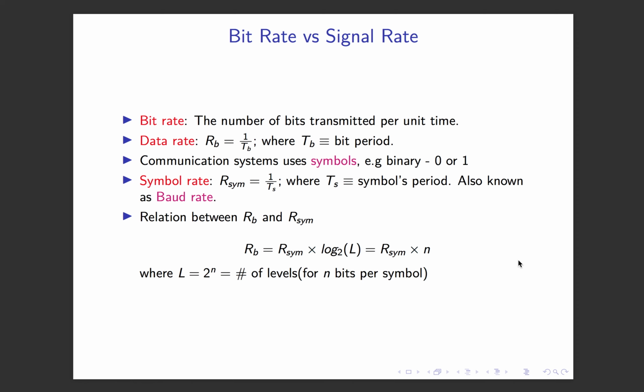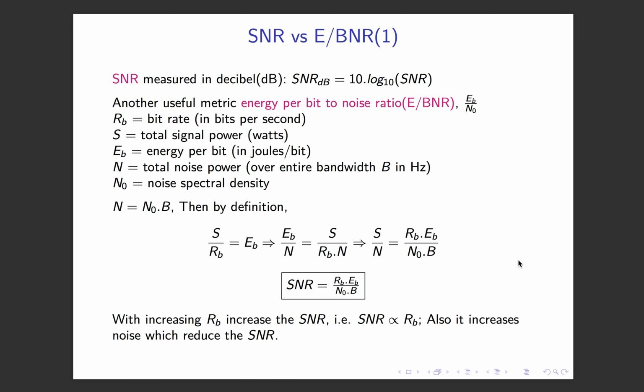Okay, let's go forward. We already know about the SNR, which is measured in decibels. So here is the well-known expression we have encountered so far. But here is a new term we are going to introduce, that is the energy per bit to noise ratio. What is this? It is the energy per bit relative to the noise, which gives the energy per bit to noise ratio.